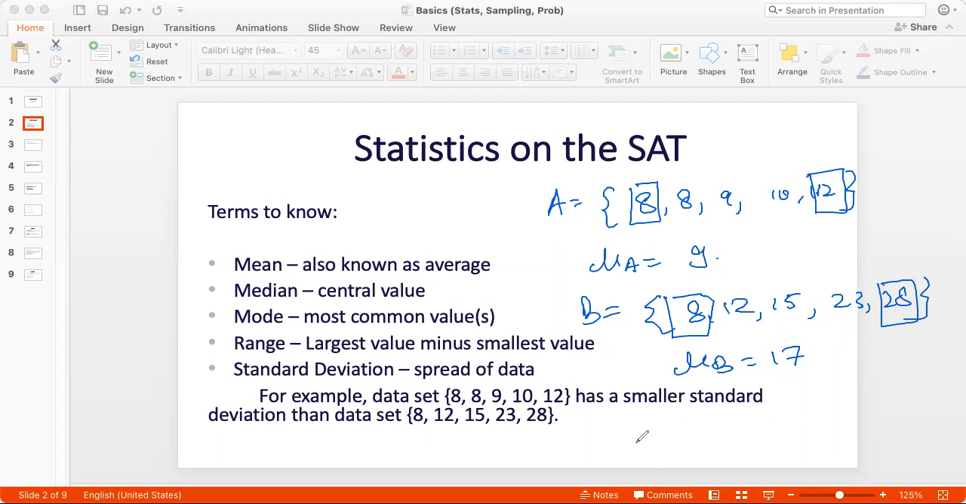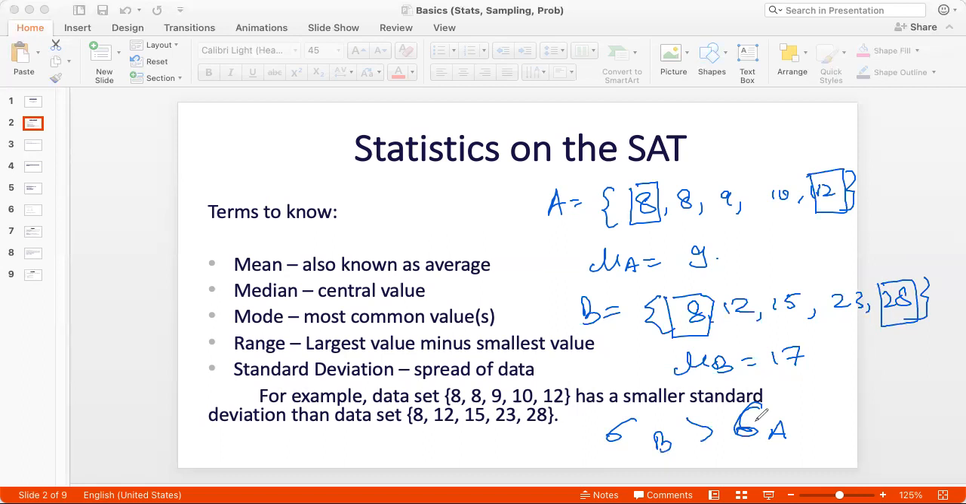And so the standard deviation, which is denoted by sigma, standard deviation for B is greater than the standard deviation for A. Standard deviation of set B is higher because the elements are much farther spread from the mean compared to the elements of set A.